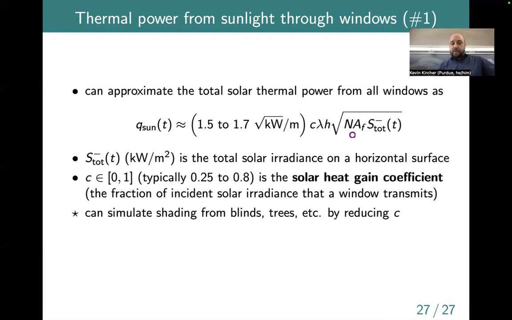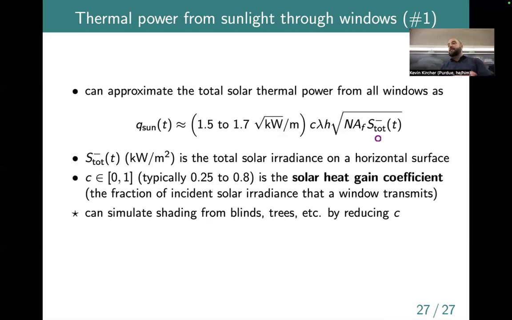And then this thing that shows, so N is the number of stories, H is the height per story, lambda is the window to wall ratio that we talked about. And then AF, this is the total floor area for the building. And then this thing here, S, is a new thing that I'm just introducing here, but this is called the total solar irradiance as measured on a horizontal surface.